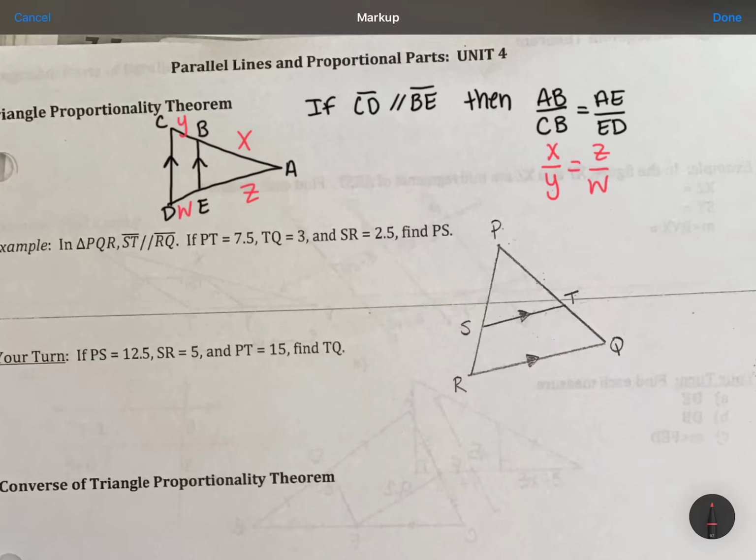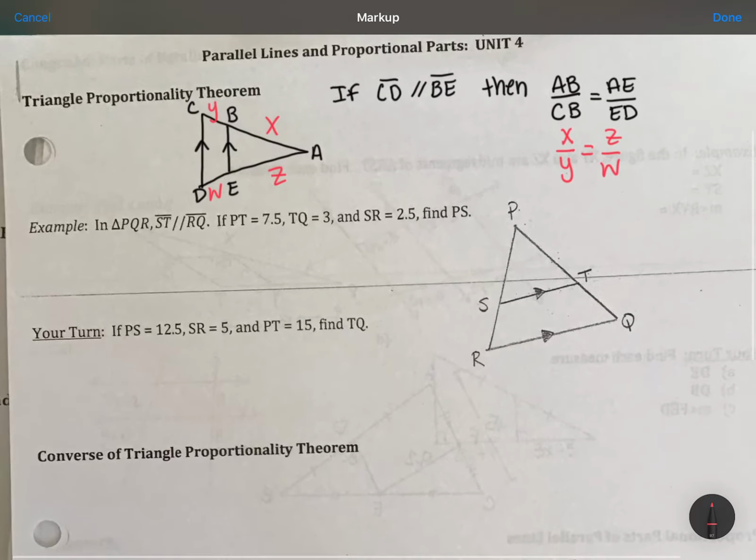So here's an example using the triangle proportionality theorem. It says in triangle PQR, ST is parallel to QR, and they're marked in the picture for us. So now I'm going to mark the sides that they've given me. So PT is 7.5, TQ is 3, SR is 2.5, and we're asked to find PS. So I'm just going to call that X.